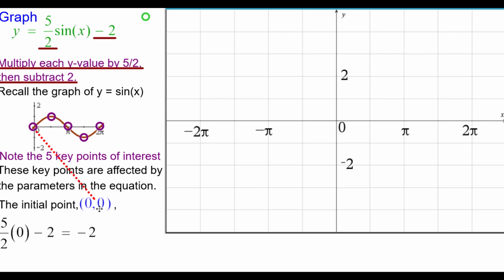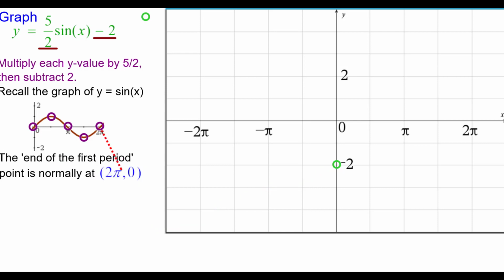So 5/2 times this 0 minus 2 is negative 2. So that point is shifted to 0, negative 2. That will be our initial point. The end of the first period is normally at 2 pi, 0, but we're going to multiply that 0 by 5/2 and subtract 2 and also get negative 2. But that point will now be shifted to 2 pi, negative 2.